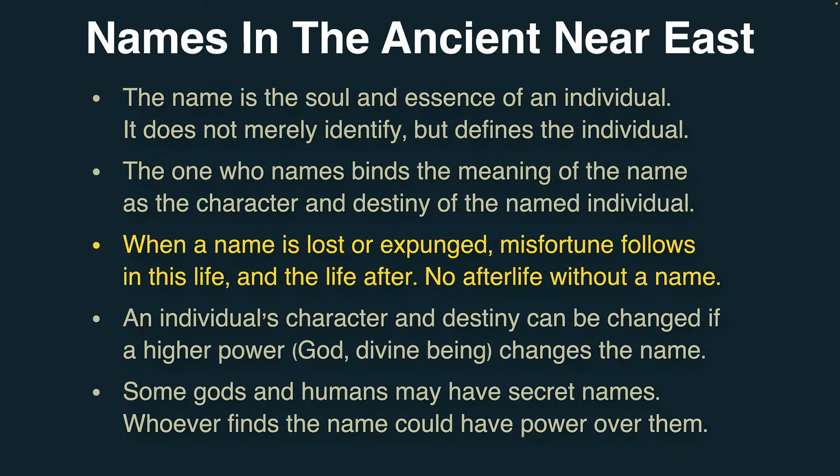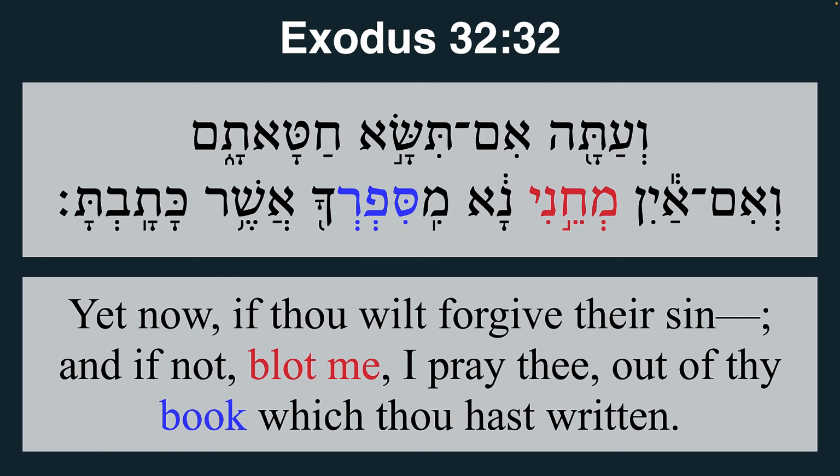Right, the third point then is when a name is lost or expunged or blotted out, misfortune follows in this life and the life after. No afterlife without a name. Well, let's see. We have these examples in the book of Exodus where Moses asks the Lord to blot his name out if he does not forgive the sins of the Israelites who had previously rebelled. He says, if not, blot me, I pray thee, out of thy book. The book is Sefer. And he's telling him to blot out, mecheni, right? That's the word for blotting out.